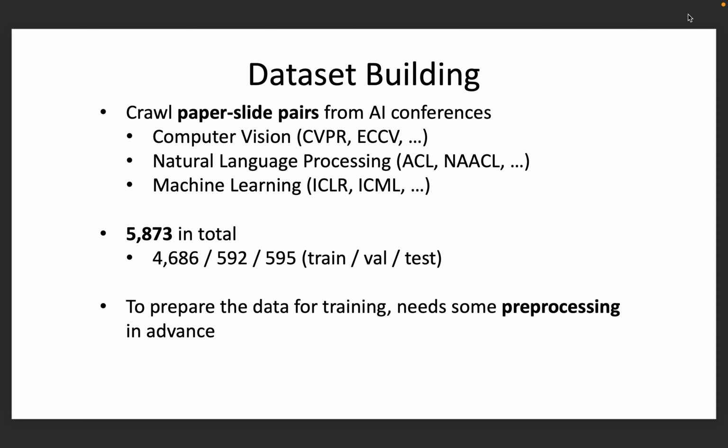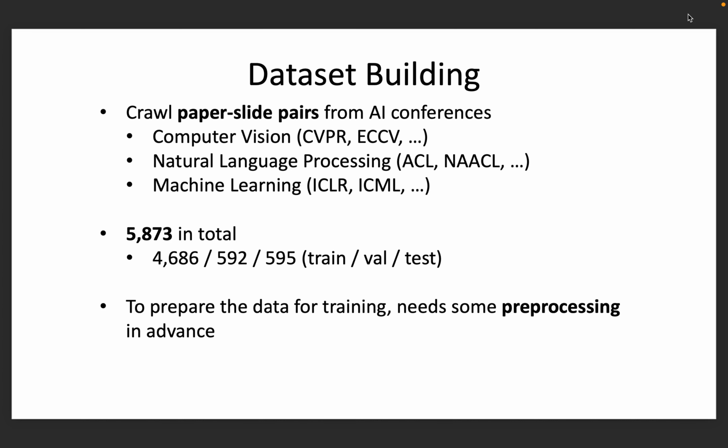For the past two years, most conferences have been hosted virtually, so we can collect many paper-slide pairs from these CV, NLP, and ML conferences. We collect around 6,000 in total and split them into 4.6 thousand for training and 600 for each of validation and testing.